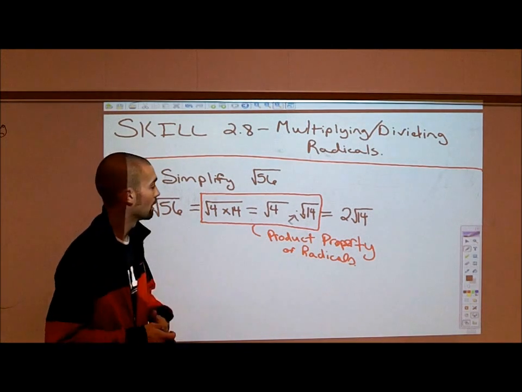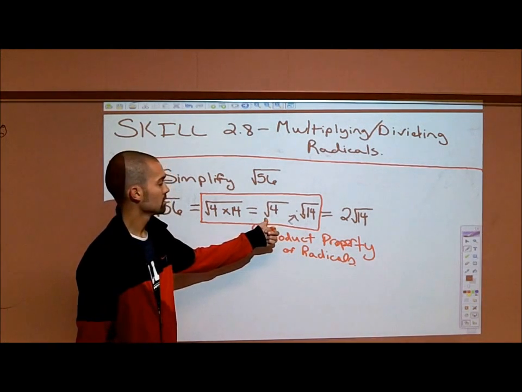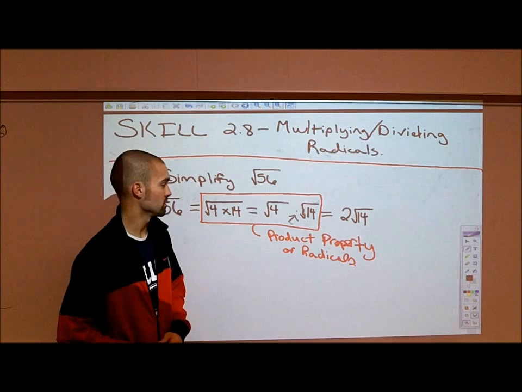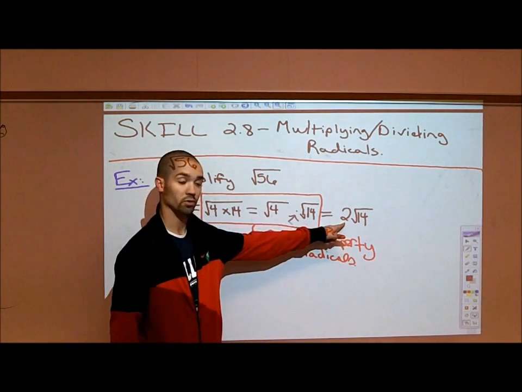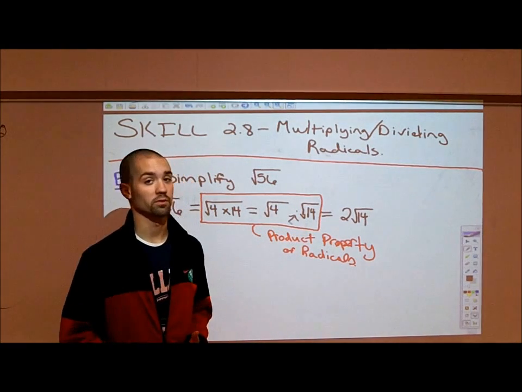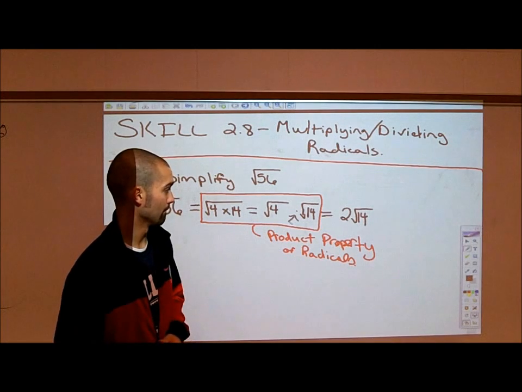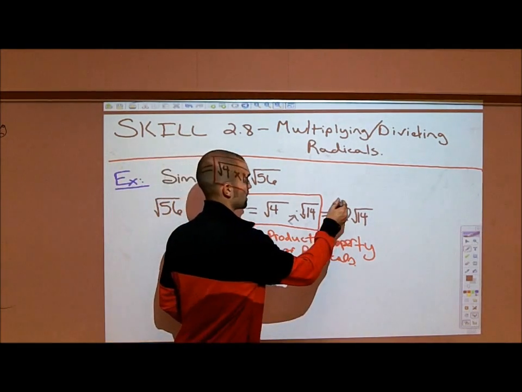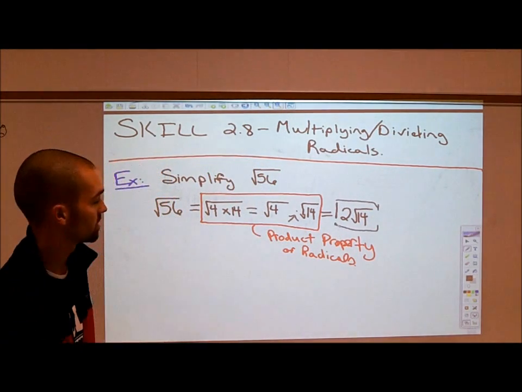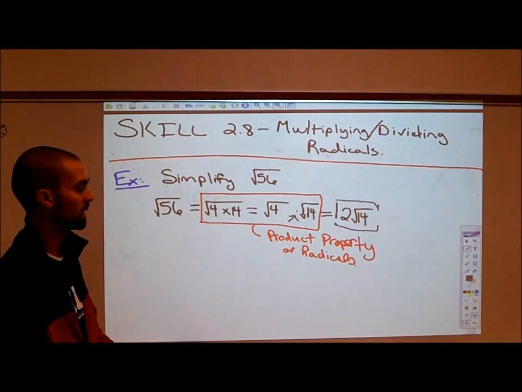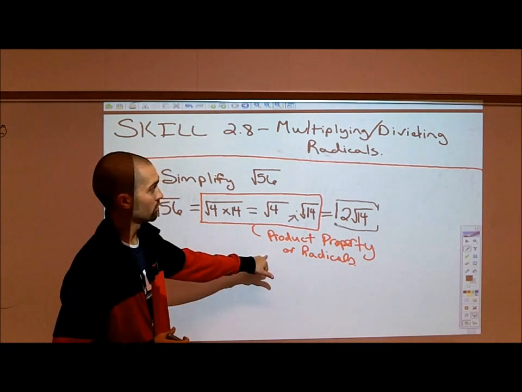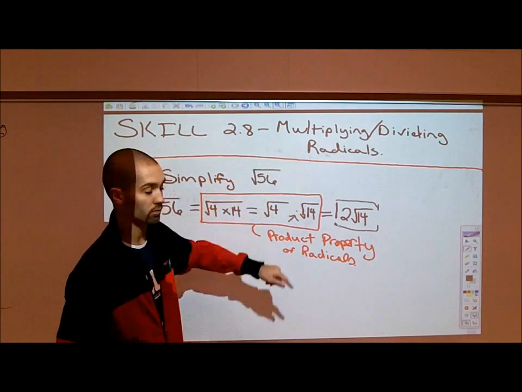So to finish this problem, we have the square root of 4 times the square root of 14. Well, is 4 a perfect square? You bet. So the square root of 4 is 2. Is 14 a perfect square? No, it is not. But does it have any perfect squares that go in it? No. So our final answer is 2 times the square root of 14. That's our final answer. So what we're going to dig into deeper is this product property of radicals, because we're going to be multiplying radicals.